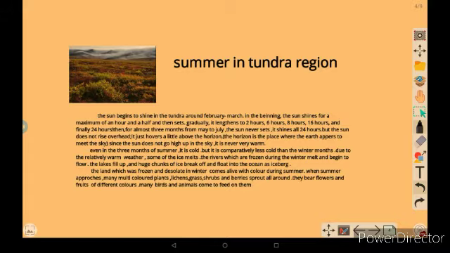What is the horizon? The horizon is the place where the earth appears to meet the sky. We already learnt about the horizons. So it is a little above the horizon. Okay, it shines a little above the horizon. Since the sun does not go high up in the sky, it is never very warm.